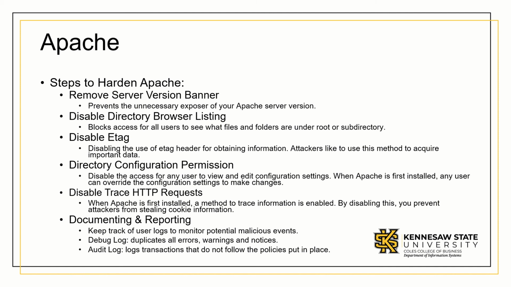Keep track of user logs to monitor potential malicious events. Within Apache, there are two types of logs: the debug log and the audit log. The debug log duplicates all errors, warnings, and notices. The audit log logs transactions that do not follow the policies that are put in place.